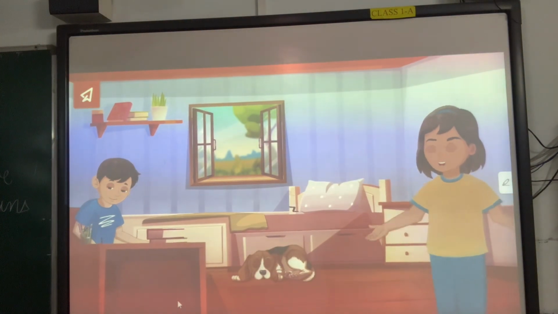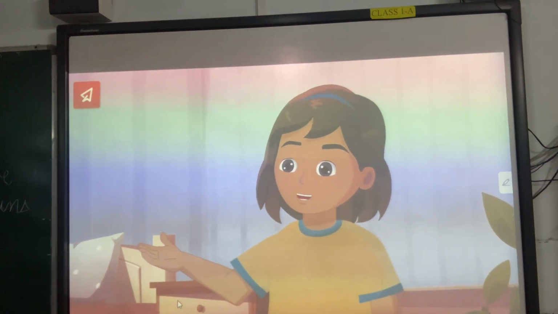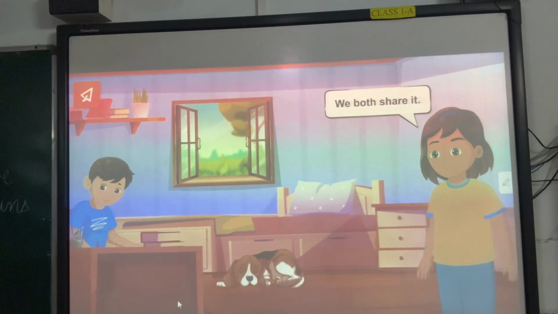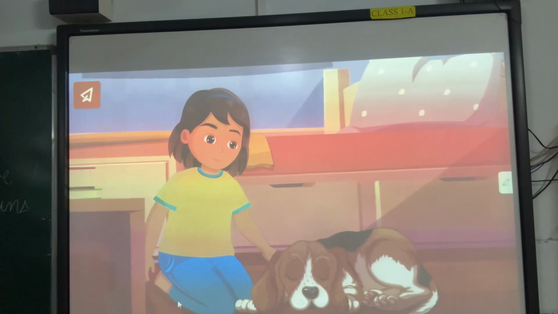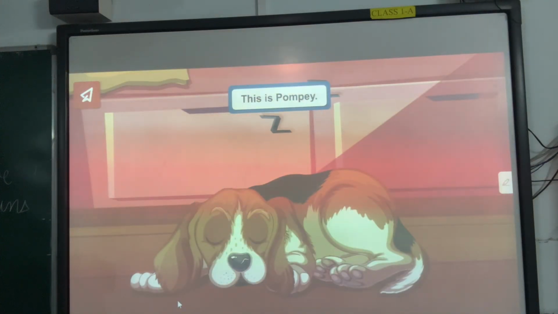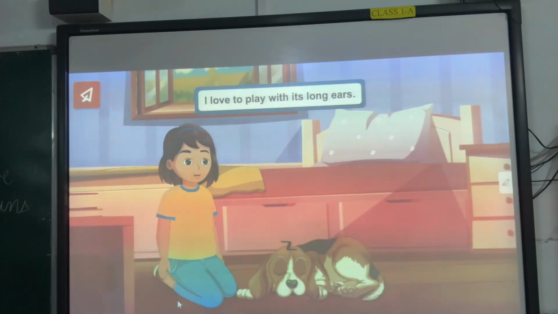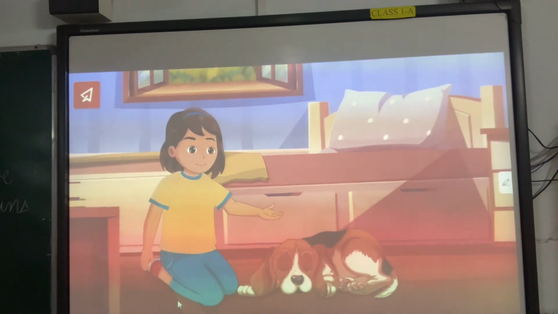Not just my room. Meet my brother, Ayush. Anyways, this is our room. We both share it. Oh, I forgot the cutest member of our family. Our dog. This is Puppy. It is very playful and naughty. Look at it. Long ears. Aren't they adorable?